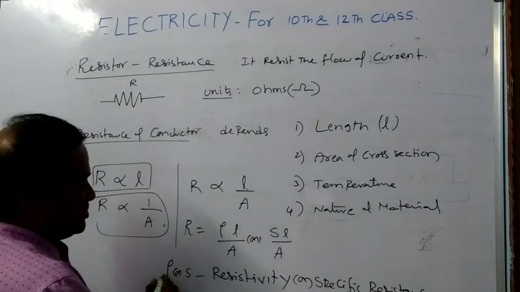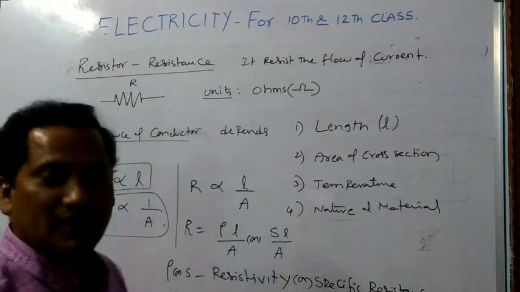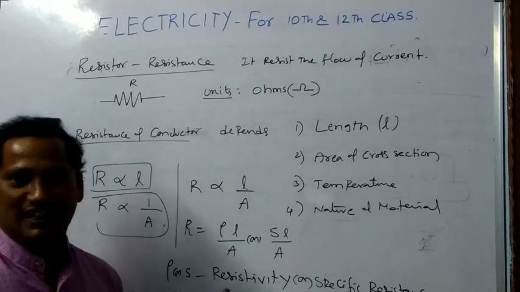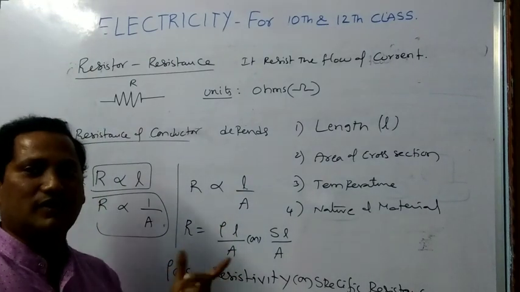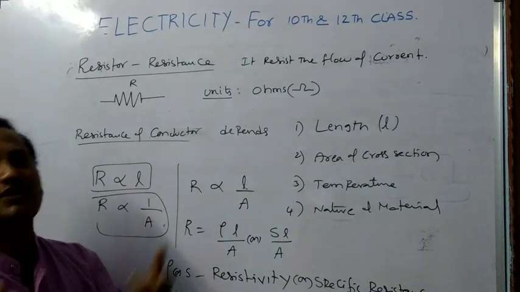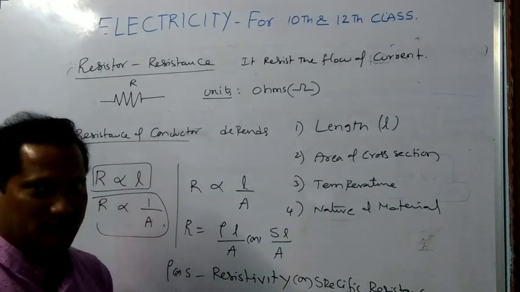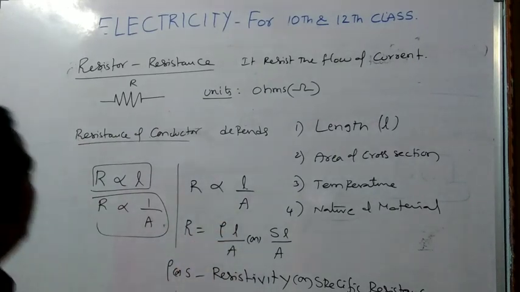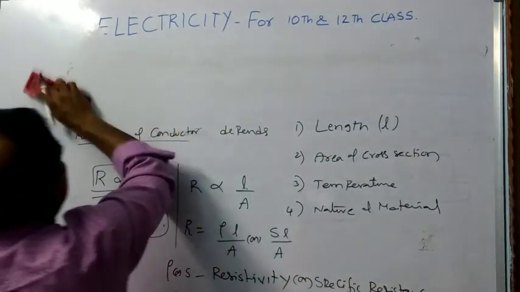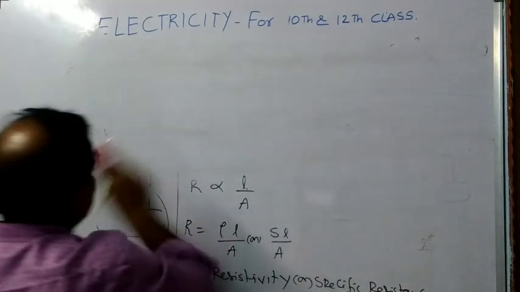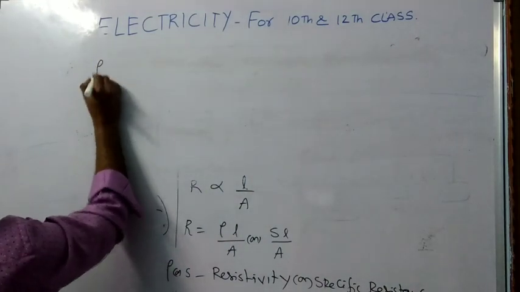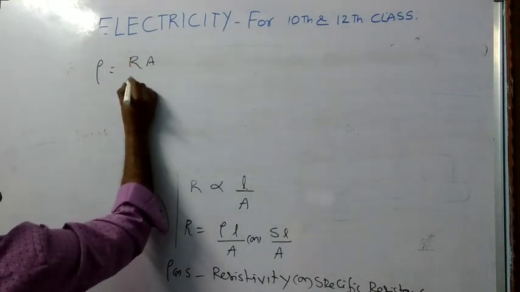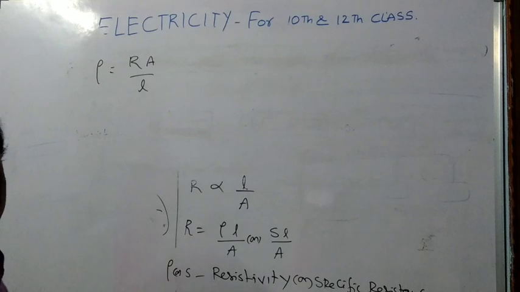Now, this resistivity depends on the nature of the material. It is a fixed value for any material. For copper, it is a fixed value. For aluminum, it is a fixed value. That means it is a constant for the material. So this is about the specific resistance. Now, from this I will get the formula, rho is equal to RA by L. You can get the formula.